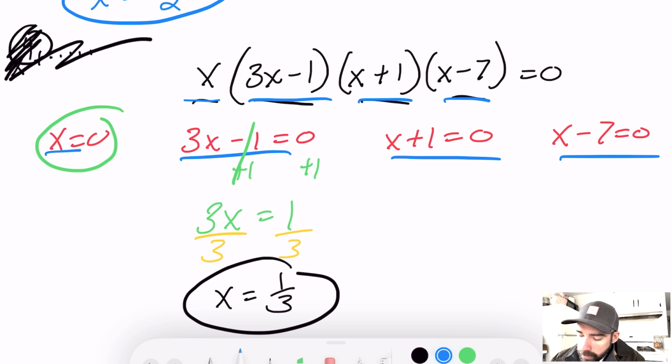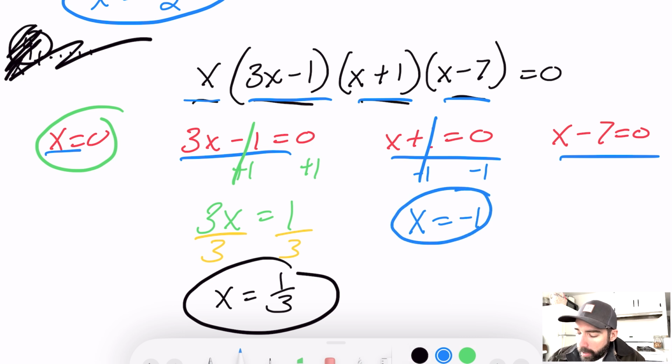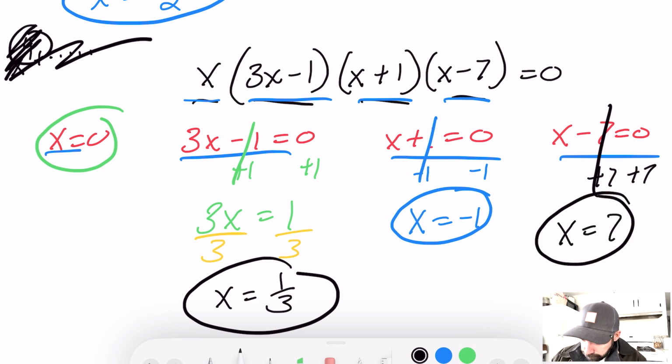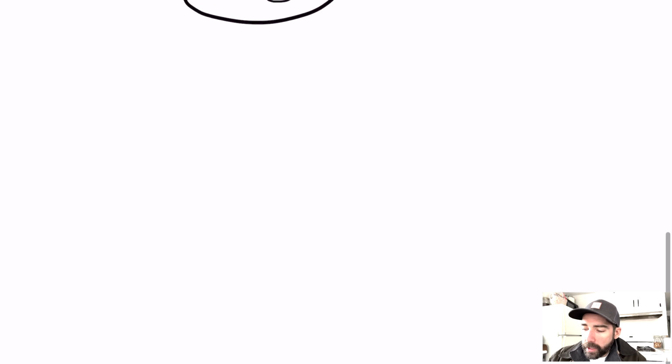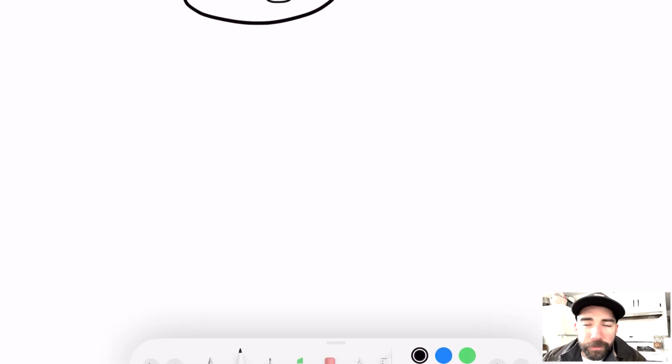This one right here, let's go blue. We're going to subtract 1, x equals -1. There's another answer. And then last but not least, plus 7, plus 7. This cancels out. x equals 7. So we have 1, 2, 3, 4 answers right there. Congratulations, you did it. All right, before my battery runs out, let's do one that's kind of different, okay?